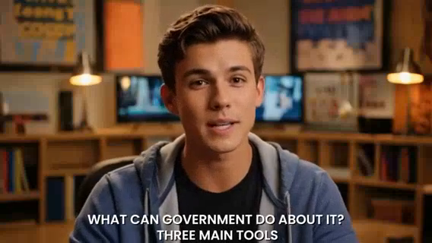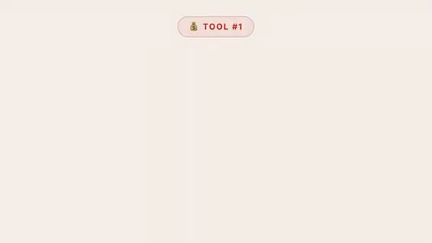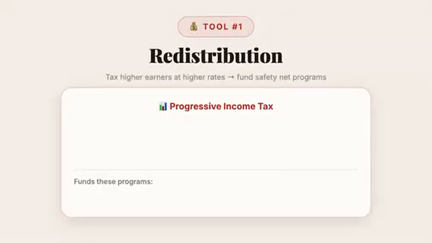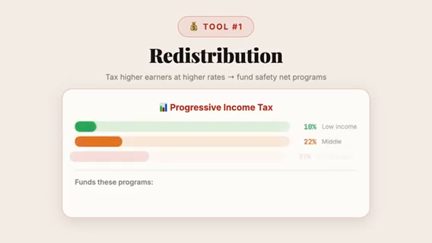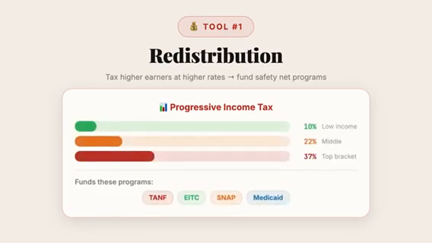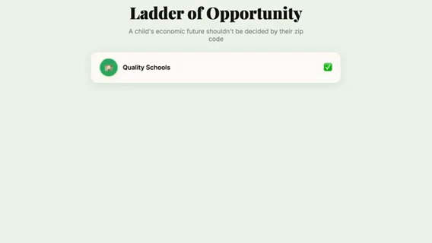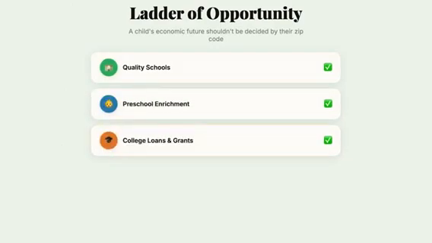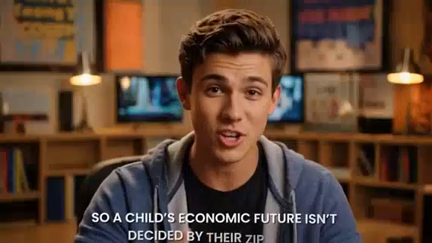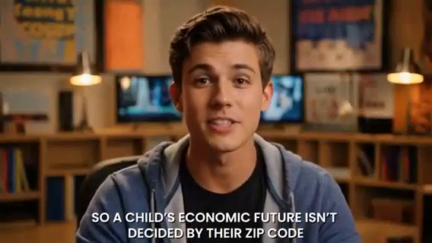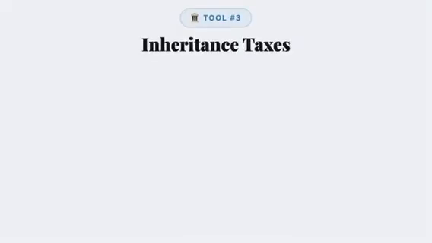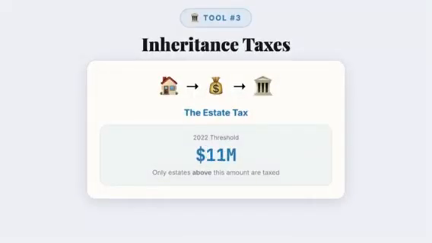What can government do about it? 3 main tools. Redistribution: taxing higher earners at higher rates, our progressive income tax, and funding programs like TANF, EITC, SNAP, and Medicaid. The ladder of opportunity: investing in things like quality schools, preschool enrichment, college loans and grants, job retraining, and anti-discrimination laws, so a child's economic future isn't decided by their zip code. And inheritance taxes, the estate tax, though in 2022 it only applied to estates over $12 million.